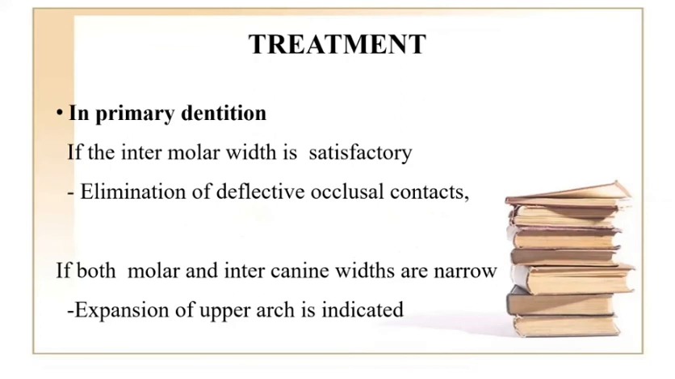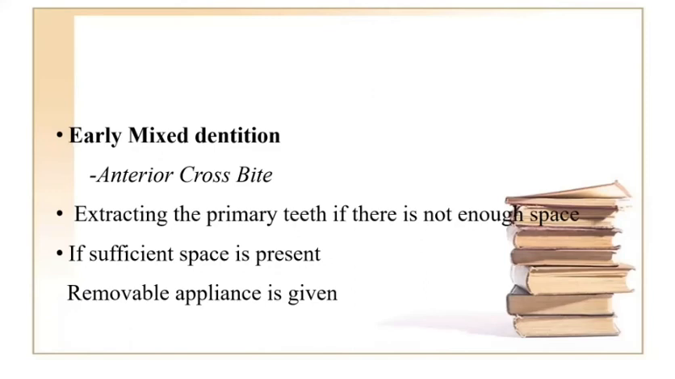Coming to the treatment, in primary dentition, if the intermolar width is satisfactory, then elimination of deflective occlusal contacts. If both molar and the intercanine width are narrow, then expansion should be planned. In case of early mixed dentition, if the patient is having anterior crossbite, then extraction of the primary teeth if there is not enough space for the eruption of the permanent teeth. If sufficient space is present, then removable appliances can be given.